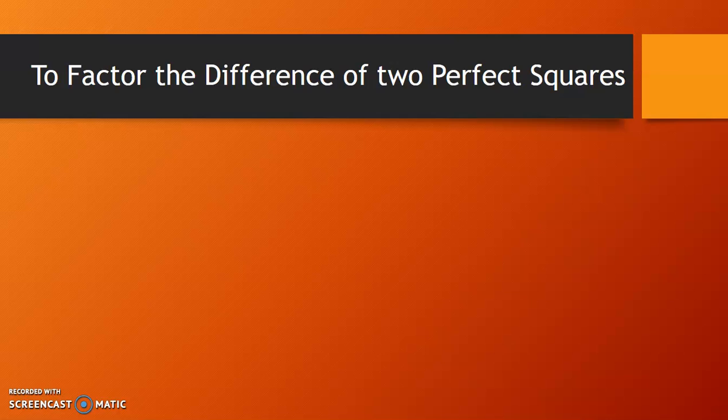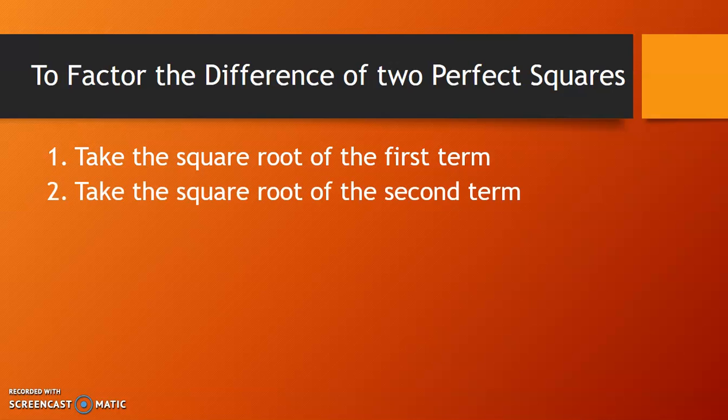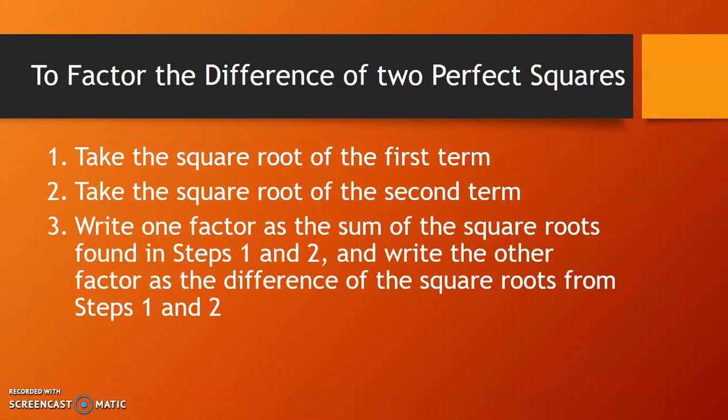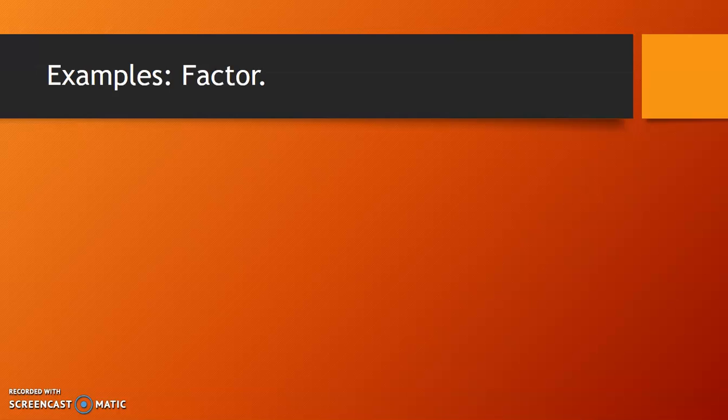If you're trying to factor the difference of two perfect squares, these are the steps that you want to follow. Take the square root of the first term, take the square root of the second term, and write one factor as the sum of those two items, and then write the other factor as the difference of those two items. So for example, if you had a squared minus b squared, you would square root each term, and each set of parentheses gets the square root term, so you see the a and the b, and one of them gets a plus sign, one of them gets a minus sign. So this is the pattern that they will always follow, so this is kind of a shortcut that we can use to factor these. So let's look at some examples.